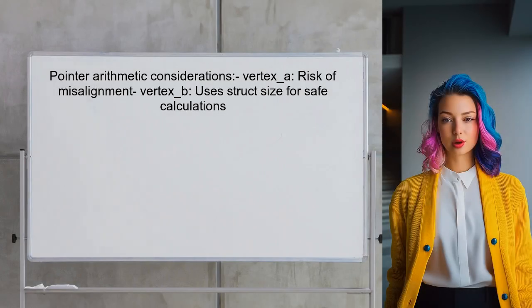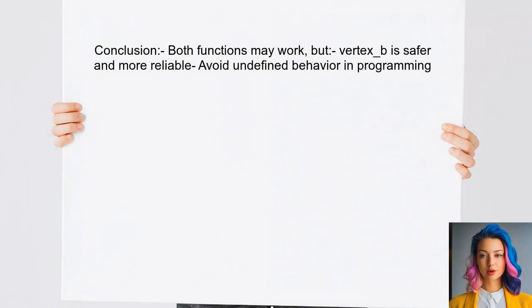The user should also consider the implications of pointer arithmetic. In vertexA, if the float pointer does not align with the struct, it can cause serious issues. However, vertexB avoids this by using the size of the struct for calculations. Finally, the user can conclude that while both functions may produce the expected results, vertexB is the safer and more reliable option. It's important to avoid undefined behavior in programming.